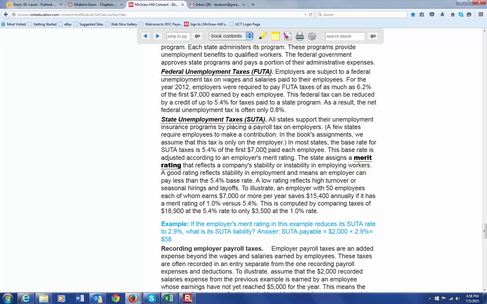Now, with states, this 5.4% can be reduced over time if you don't have a lot of turnover and you don't have a lot of people filing unemployment. So 5.4% is a lot, but it can get down pretty low if you're not in a business that has a lot of turnover or a lot of people filing for unemployment.